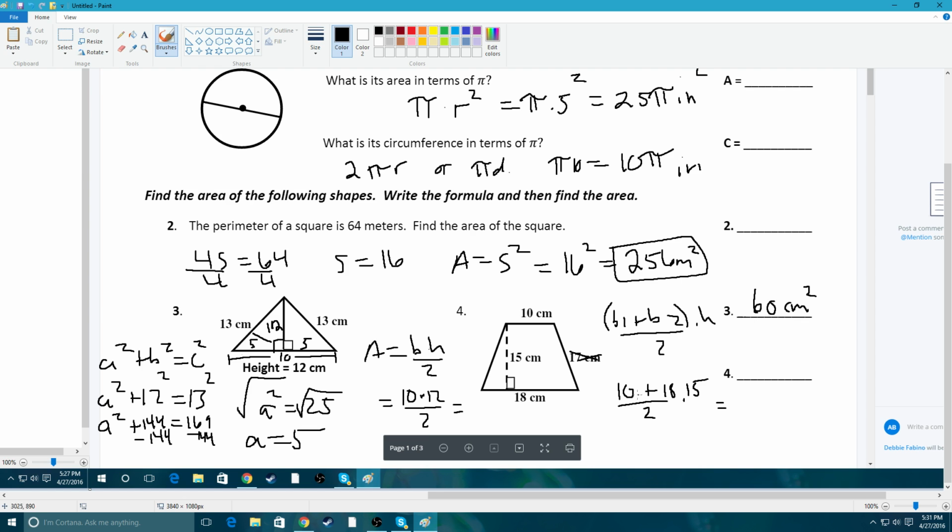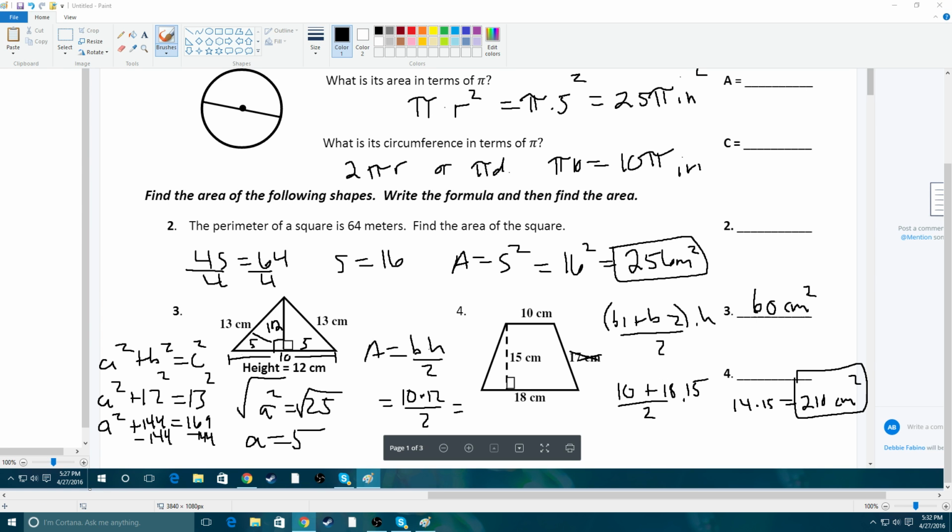So this turns out to be 15, 285 divided by 2. Wait, no. Oh my gosh. I can't do math right now. That comes out to 14 times 15, which comes out to 210 centimeters squared. Sorry about that.